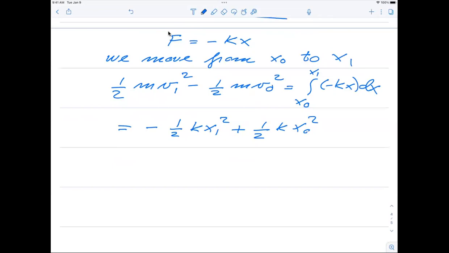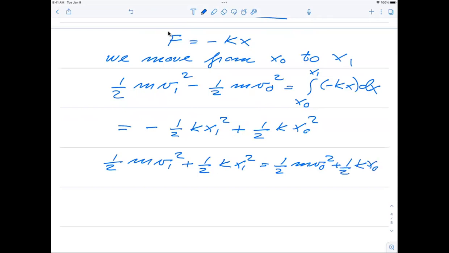So if we reorder it, we can now put the x1s and the v1s on the same side. So we would have 1/2 of m v1 squared plus 1/2 of k x1 squared, and this is equal to 1/2 of m v0 squared plus 1/2 of k x0 squared.